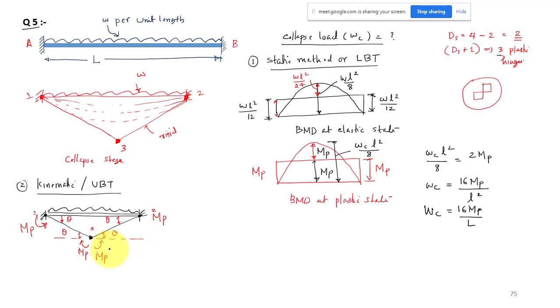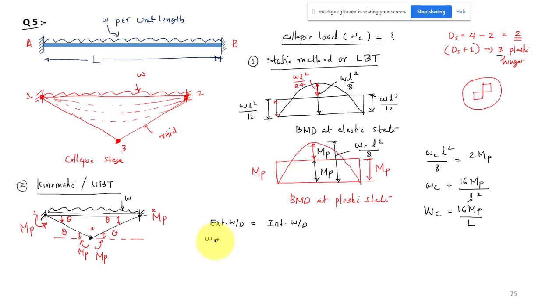So now we can apply the kinematic theorem, that is, we have to equate the external work done to the internal work done. External work done is equal to load into corresponding displacement. So we have the loading W.